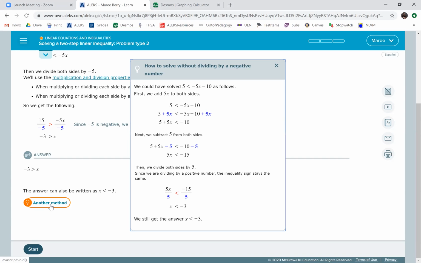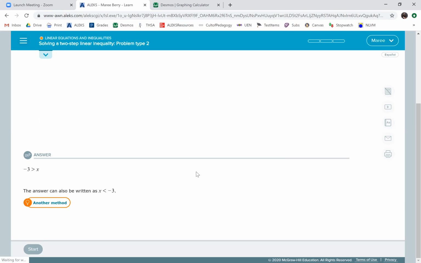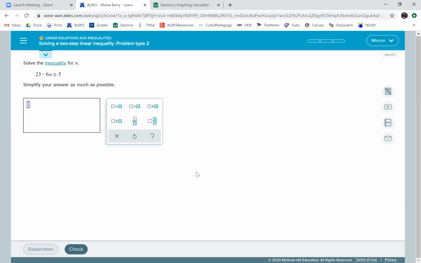Now, what are they saying to do? Oh, so sometimes you can do this too, where you add the whole terms to make it a positive 5x, and that's what they did here, but it's not necessary to do that. Unless you forget that you want to flip the sign when you divide or multiply by a negative, you don't have to do it that way, unless, like I said, you think you might forget.